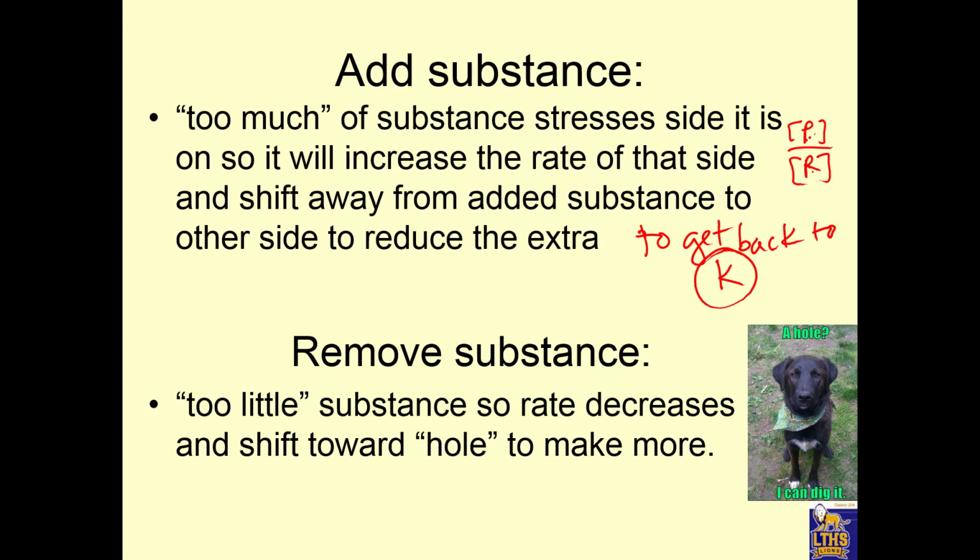What if you remove one of the substances in the equilibrium system? Well, then that side of the equilibrium system won't have anything to react with, so it's going to slow down, so it's going to shift towards the hole, or towards what you removed.